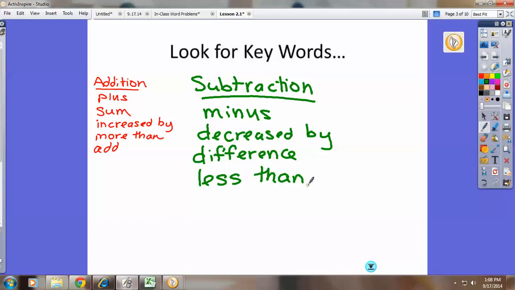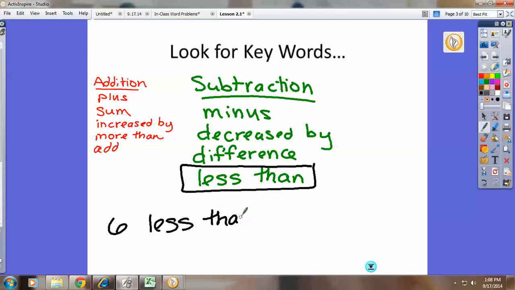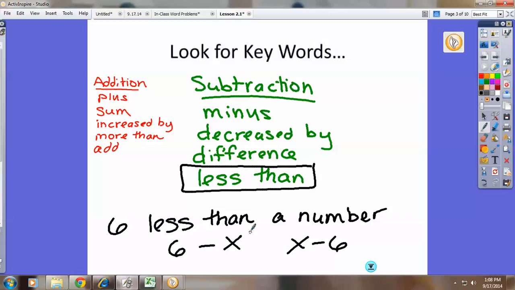I would like for you to box in less than. Less than is what we call a turnaround word. I'm not sure if you've heard it called that before. But if I say 6 less than a number, that doesn't mean 6 minus x, does it? Less than is a turnaround word, which means you need to switch the order. Instead of being 6 minus x, what should it really be? X minus 6. So when I say turnaround word, that's what I mean. We just need to switch that order.